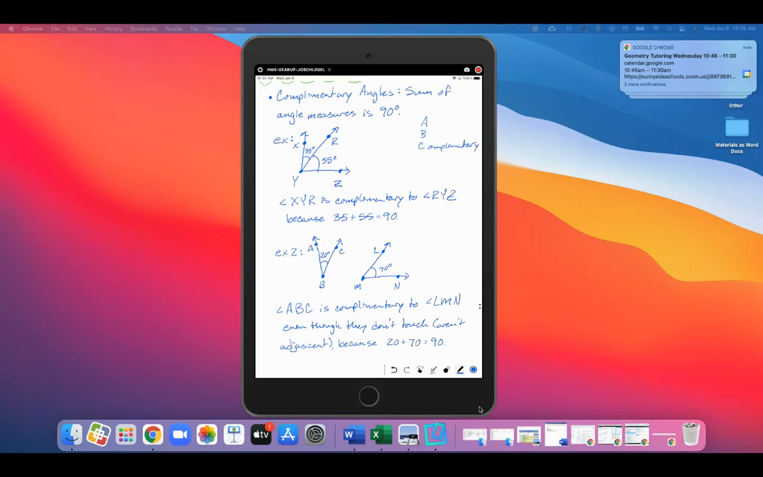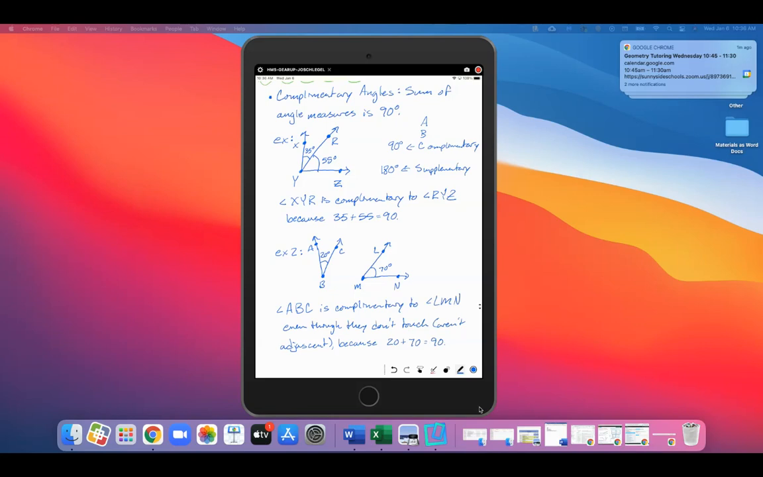Complementary starts with C, D, E, F, G, H, I, J, K, L, M, N, O, P, Q, R, S. Supplementary comes second. So I remember that complementary is 90 because it comes first in the alphabet, and supplementary is 180 because it comes second in the alphabet.